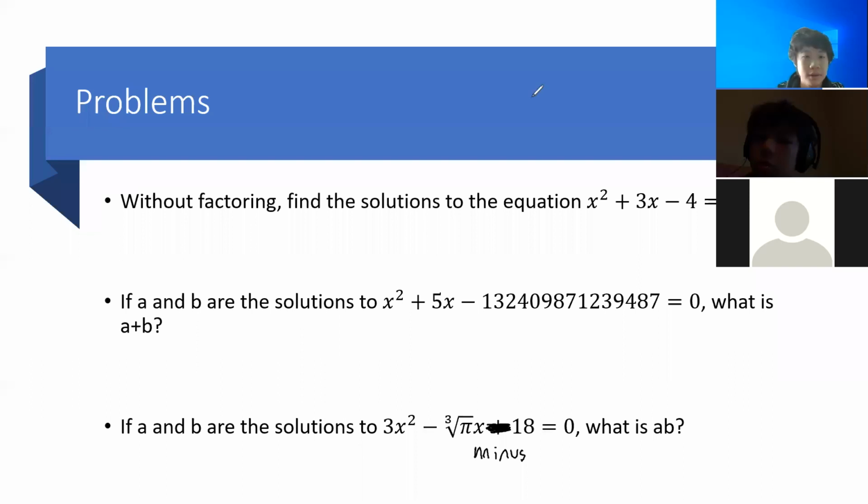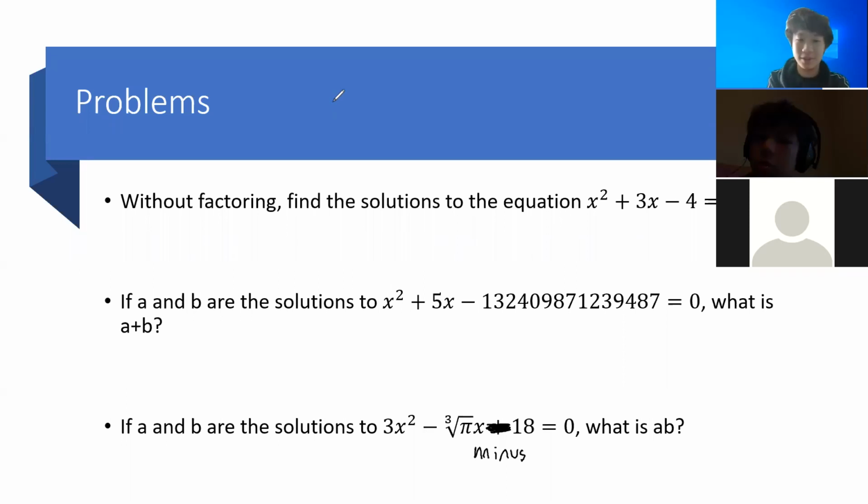All right. So let's go into the second one. A and B are solutions to x squared plus 5x minus 132409871239487. What is A plus B? Well, if we were to try to factor this, I think that would be almost impossible. If we were to try to use the quadratic formula, that would be even more impossible. So, in this case, what do we do?